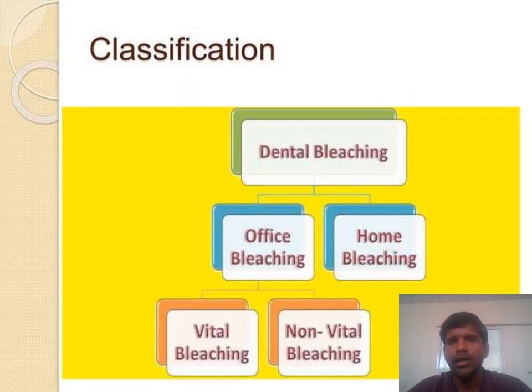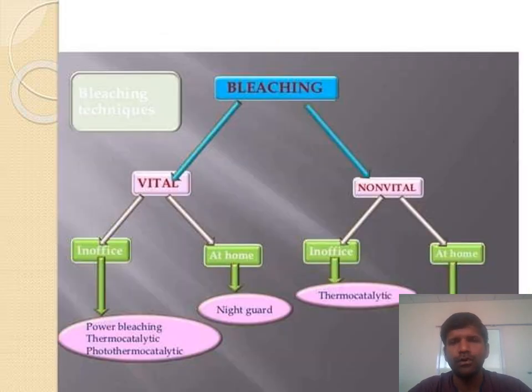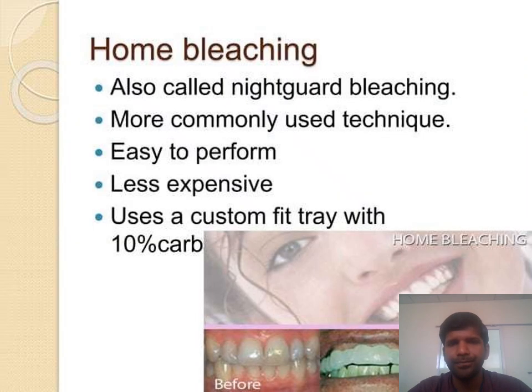Coming to the classification, dental bleaching is classified into office bleaching and home bleaching. The office bleaching is also known as power bleaching, which is further classified into vital bleaching and non-vital bleaching. So, in-office bleaching techniques include power bleaching, thermocatalytic bleaching, and photothermocatalytic bleaching. Among the vital bleaching, the at-home technique includes night guards. Among the non-vital bleaching techniques, the in-office may include the thermocatalytic bleaching technique.